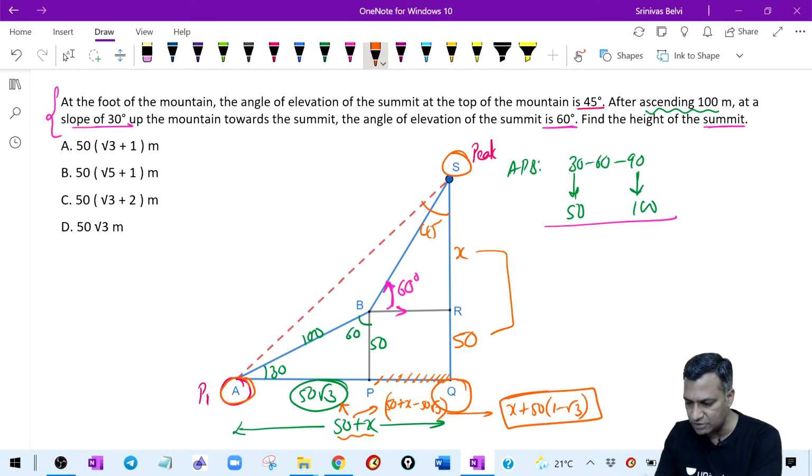Are you clear with this particular dimension? Quickly, are you clear with this number? You got this particular length? 50 plus X minus 50 root 3 is clear? Quick, that's clear.